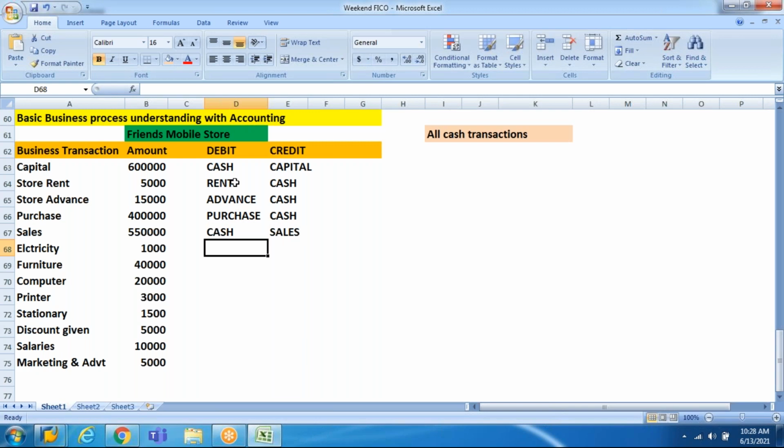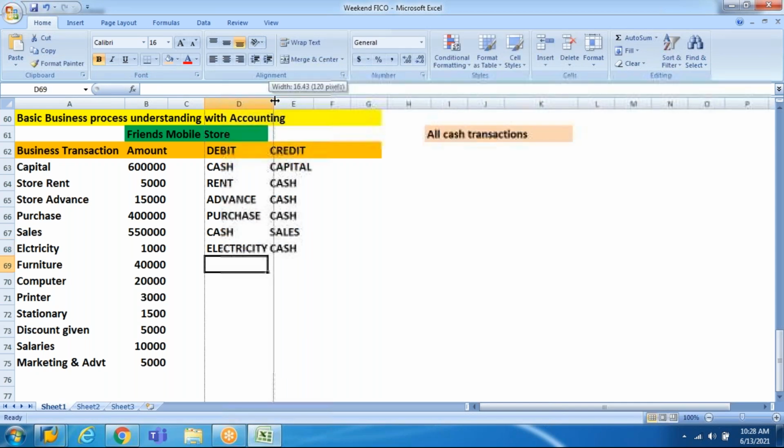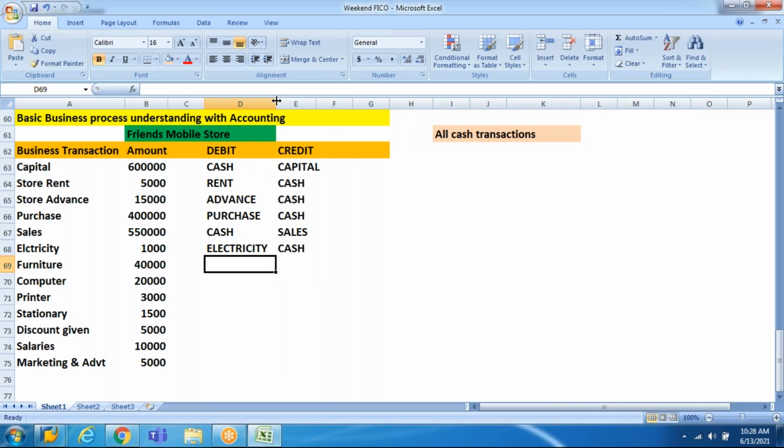When you pay electricity, cash. Why electricity debit? Because it is an expense. Any expense, blindly take it on the debit side. Furniture to cash. Why furniture debit? Furniture is an asset. Any asset shows a debit balance, so we'll take it on the debit side.